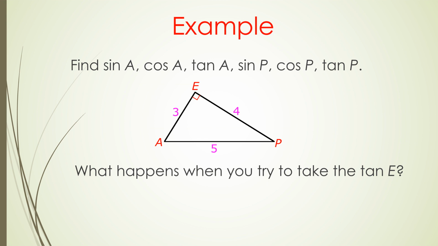Okay, now notice my triangle's labeled differently. So let's do this. SOHCAHTOA: sine is opposite over hypotenuse, cosine is adjacent over hypotenuse, tangent is opposite over adjacent. It's a mnemonic to remember the trig stuff.